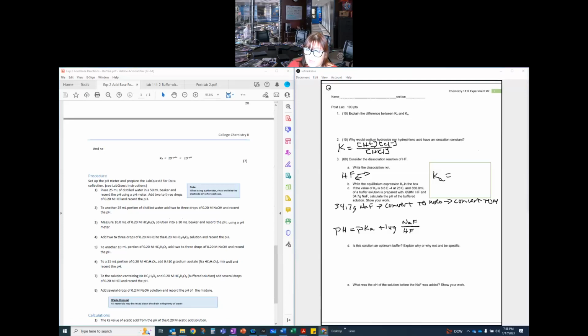Is this solution an optimum buffer? Okay. What is an optimum buffer? What does it mean to be an optimum buffer? We talked about this before. An optimum buffer has the same amount of acid and base. So the NaF and the HF should be the same if it's optimum. Is that true? Yes or no? So you need to figure that out.